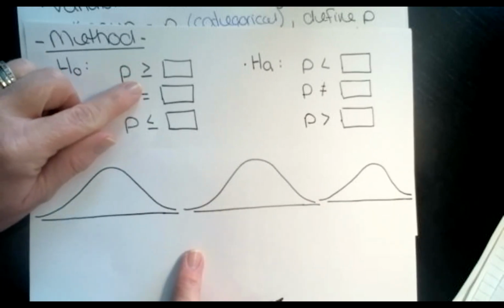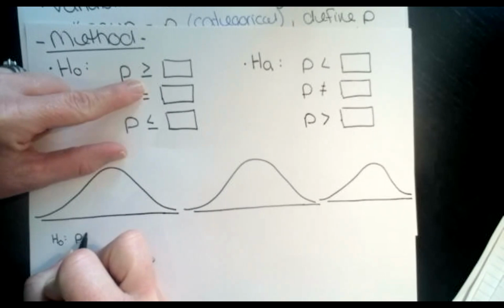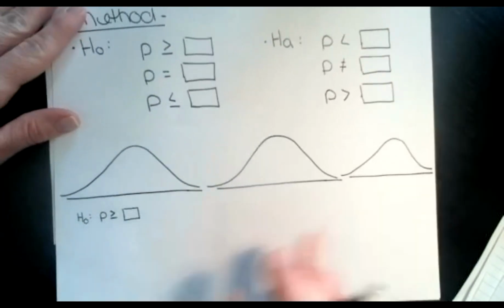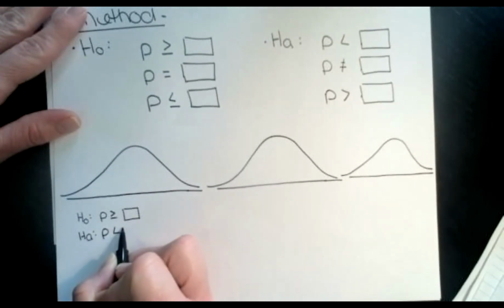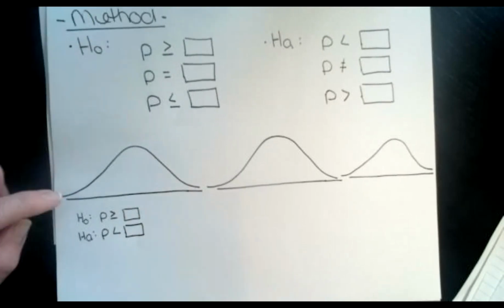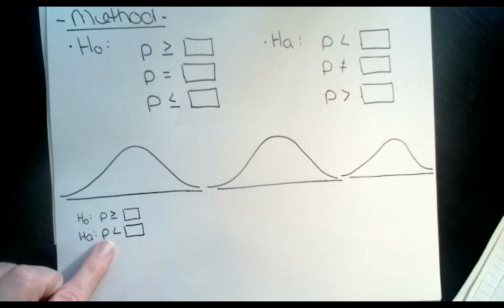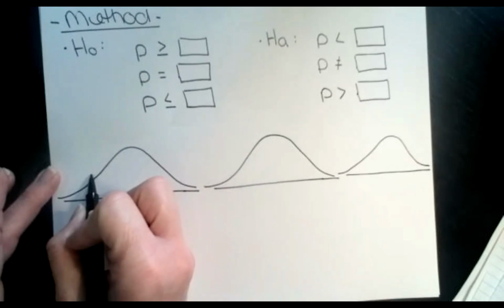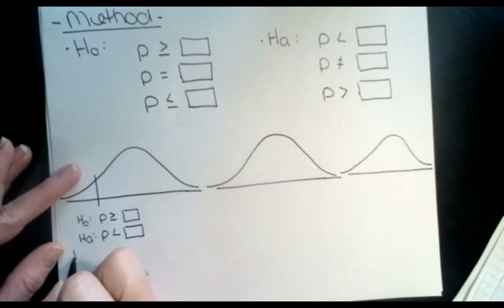So if my null is greater than, I'm just going to write it down here. If the null is that P is greater than or equal to some value, and the HA would be that P is less than some value, I want to know what that kind of looks like, right? It follows the HA, less than. If something's less than, that means we're looking over here in this left tail. So this is called a left tail test.